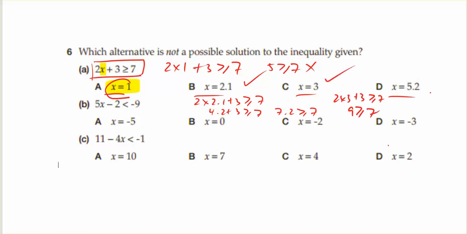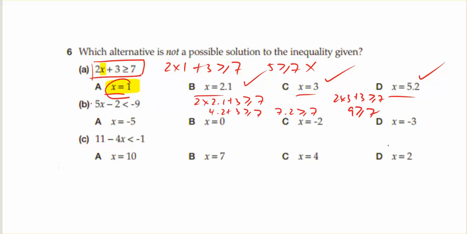And 5.2, I'm not going to go over 5.2 because we know that that's going to work as well, because 2 times 5.2 is 10.4 plus 3, 13.4, that is greater or equal to 7, so that's true. So the one that didn't work was A.